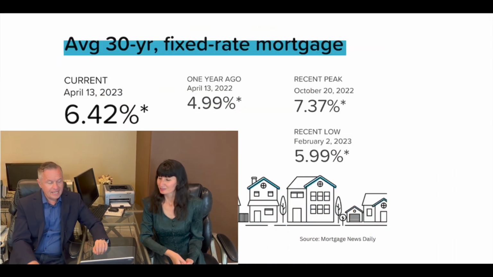Okay, here's the last one. This is the average 30-year fixed rate mortgage. This data was current as of the 13th of April, 6.42%. Now remember, this is the average, and this also includes that they didn't put any points down.